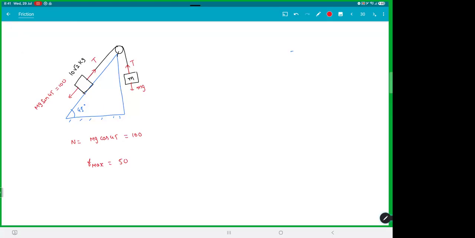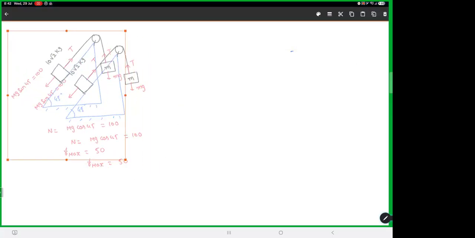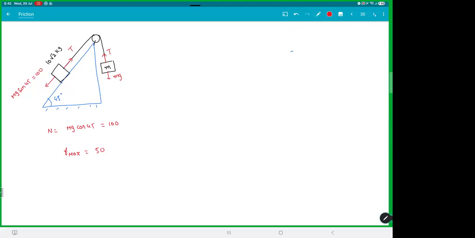Now look at the two cases here. Let's say you kept the weight of the block very high. That means you kept a very heavy block, maximum small m. Now, if you keep the weight a lot, what do you think will happen? The block will try to slide up, isn't it? If you keep a lot of weight, the block will try to slide up.